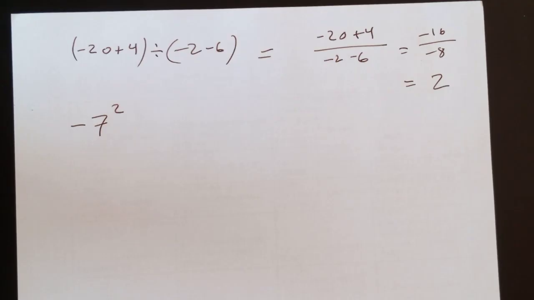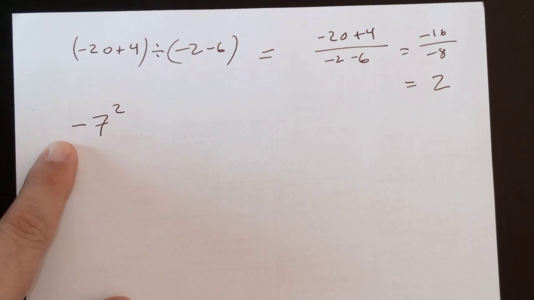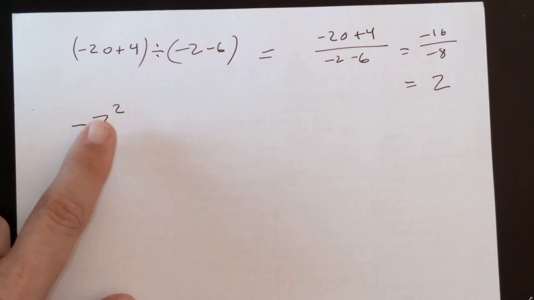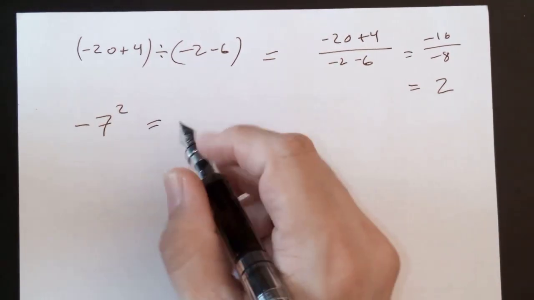Negative 7 squared. I'm a sneaky one. Negative 49. The exponent gets done before because there are no parentheses there. So the exponent happens before the multiplying by the negative 1, and that's really what this minus sign is. It's a multiplier. Or if I wanted to think of it as subtraction, it's 0 minus this result. So I have to do the power first.